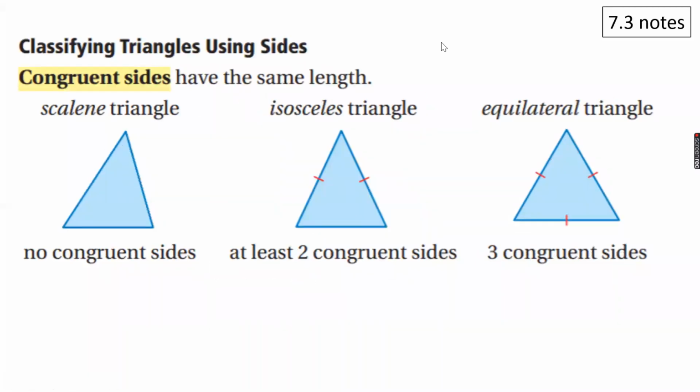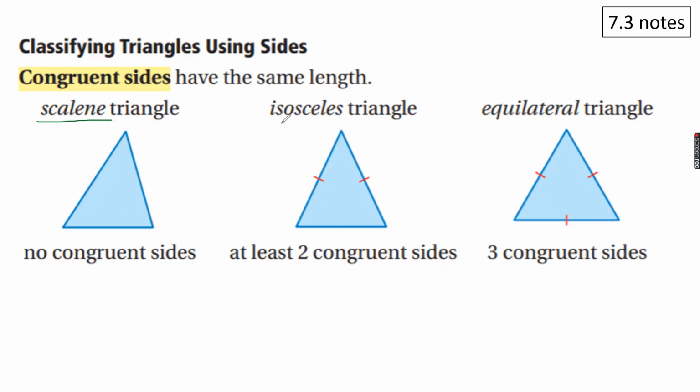Now we're going to classify triangles using sides. Congruent sides have the same length. We use that word, congruent, a lot in math. Congruent means same. So a scalene triangle is going to have no congruent sides. All of these three side lengths are different numbers.